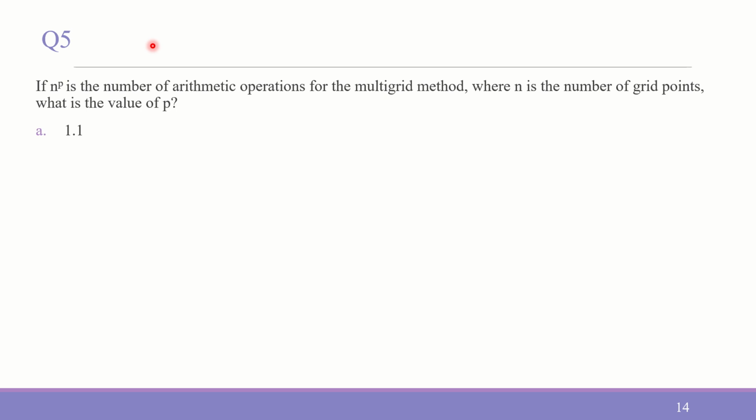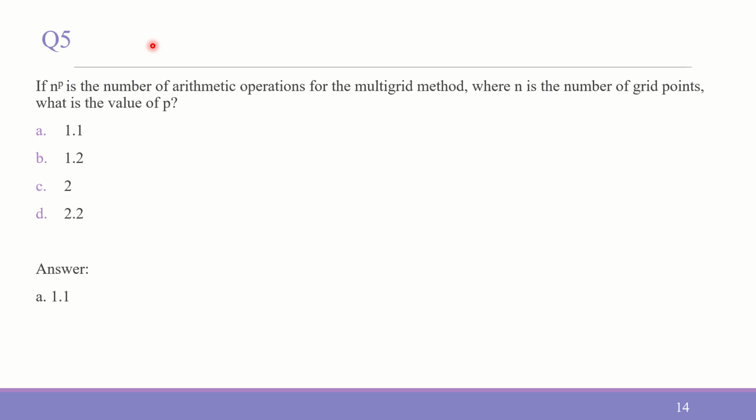Option A is 1.1, option B is 1.2, option C is 2, option D is 2.2. So the answer is actually 1.1. The number of arithmetic operations for the multigrid method is at a low value. It is comparatively lower in the multigrid method, that is we are using only n to the power of 1.1, whereas for the Gauss-Seidel method it was n to the power of 2.